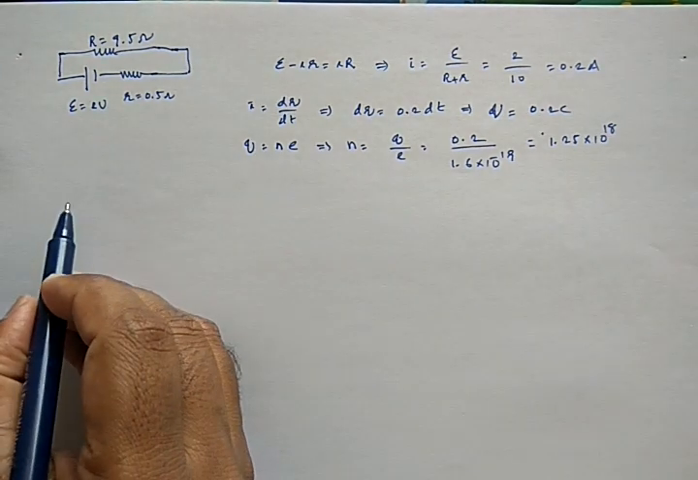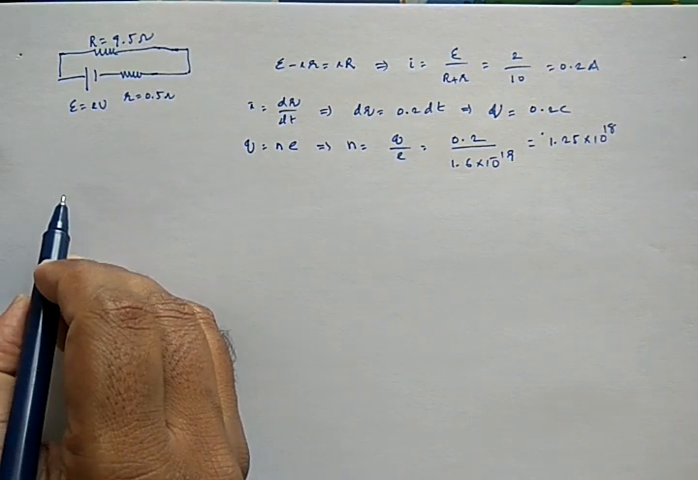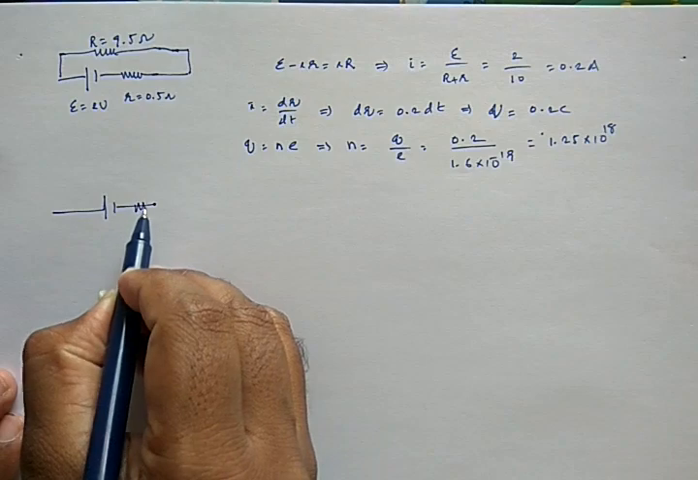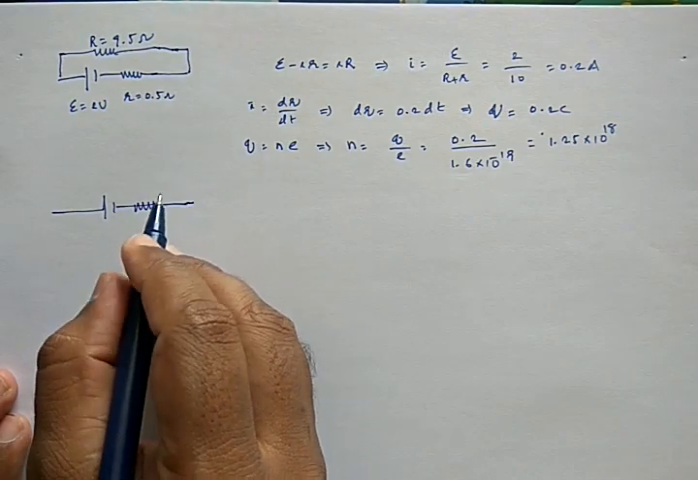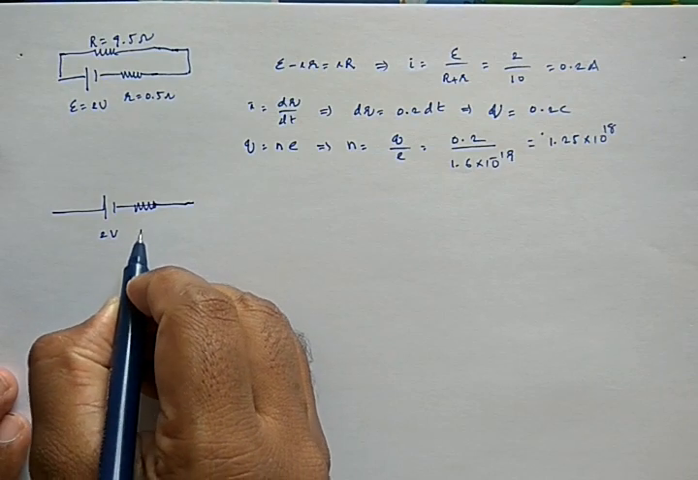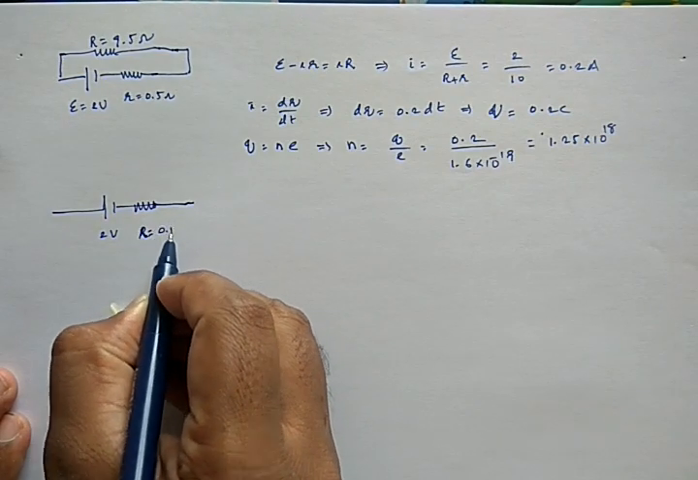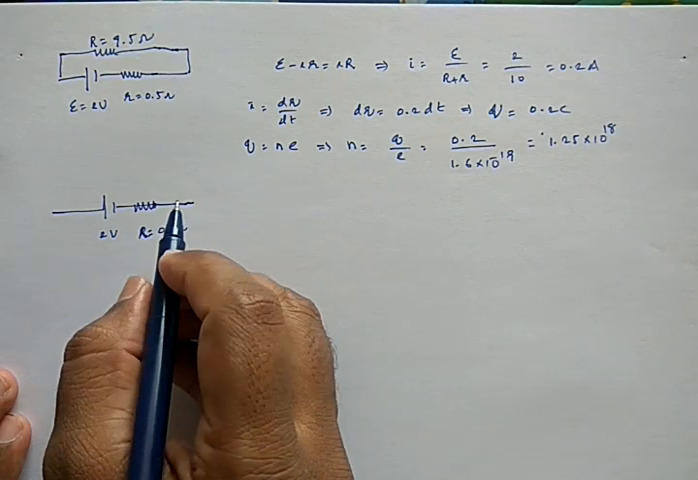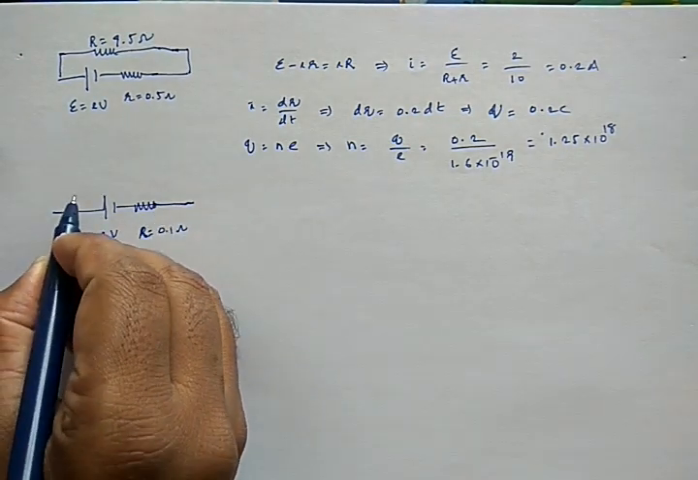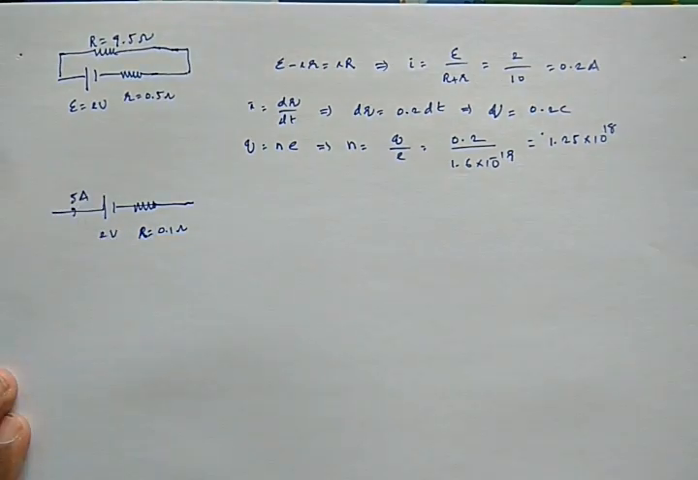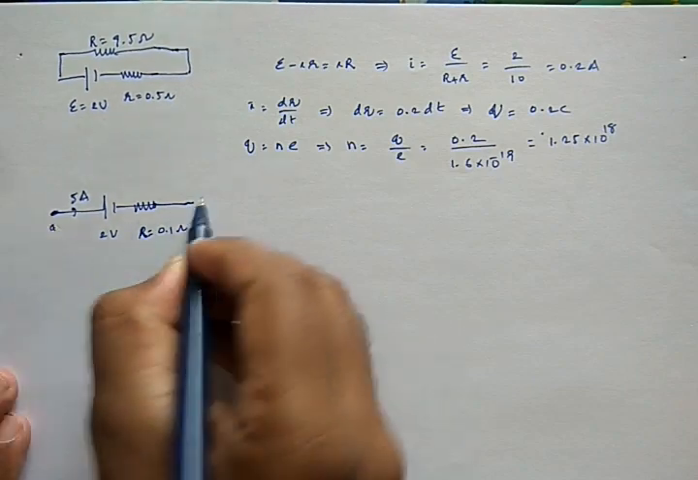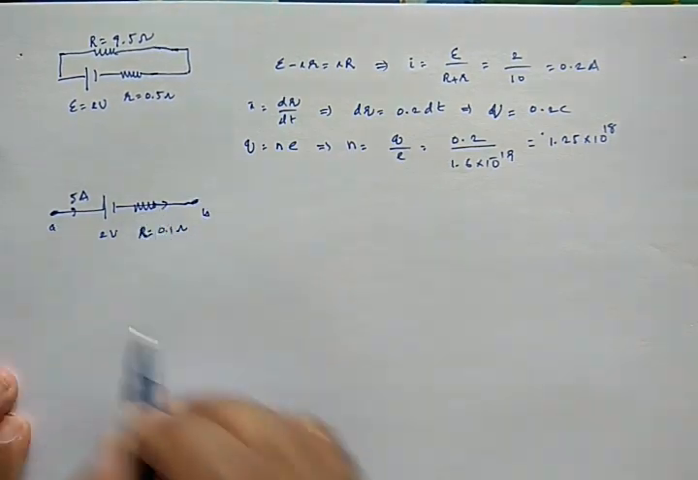So now the question is, there is a battery whose EMF is 2 volt and internal resistance is 0.1 ohm, and this battery is being charged with a current of 5 ampere. Then what is the potential difference between the terminals of the battery? Say this is terminal A and that is B. So current is going in this direction.